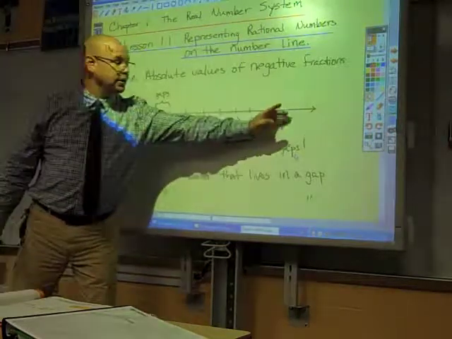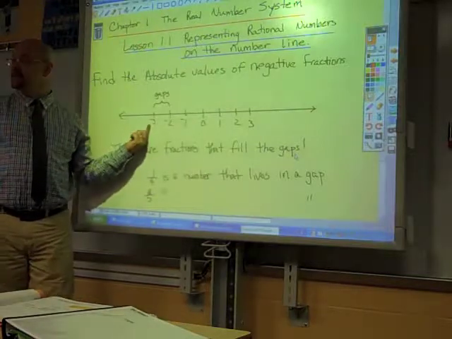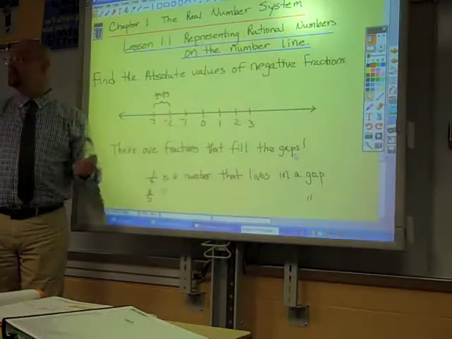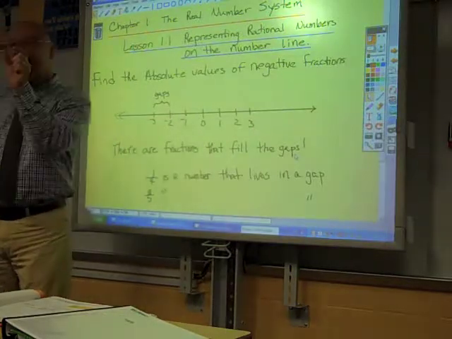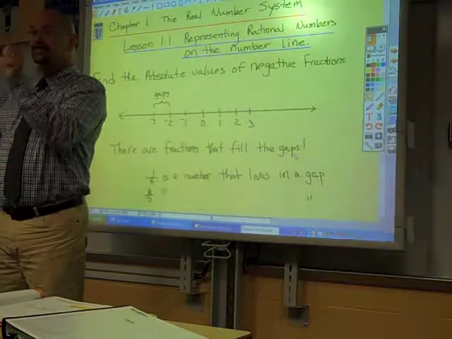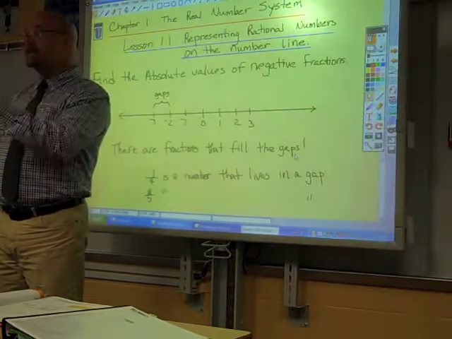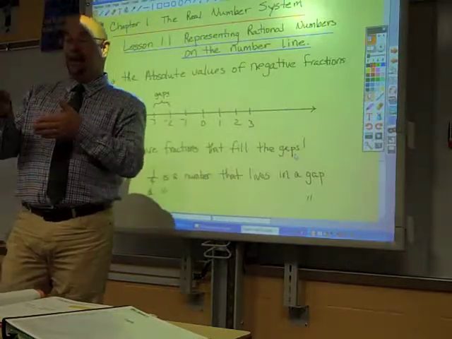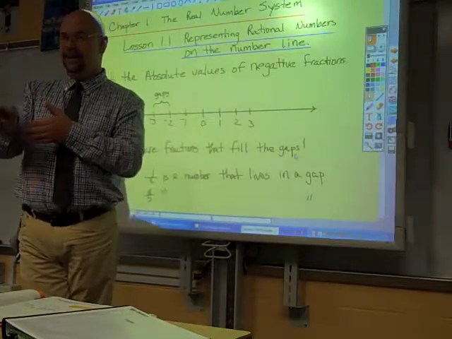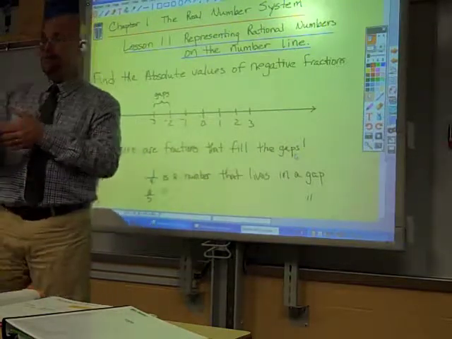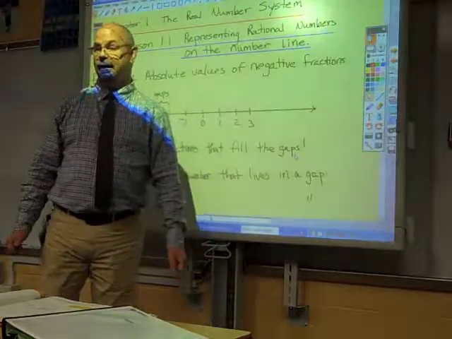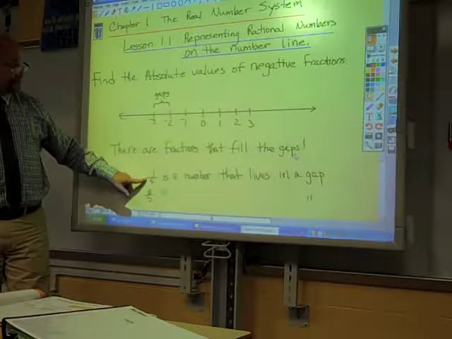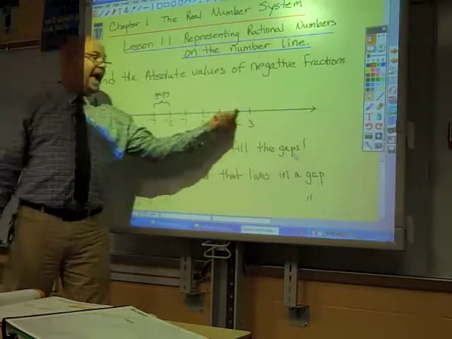Okay? So here's a regular number line with both the negative integers and the positive integers. In between each of those integers is an infinite number of numbers. And each of those has a place. It lives somewhere on the number line. We're going to start being able to pinpoint exactly where they live on the number line. Okay? On the negative side and on the positive side. So all fractions fill the gaps. For example, 1/4 is a number that lives in one of these gaps.